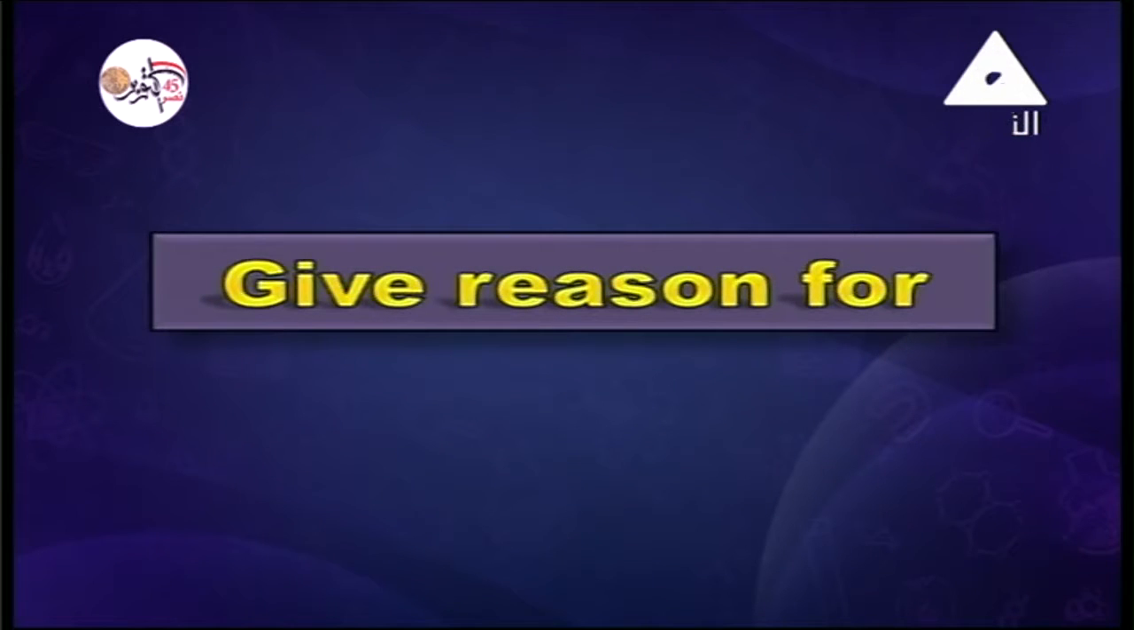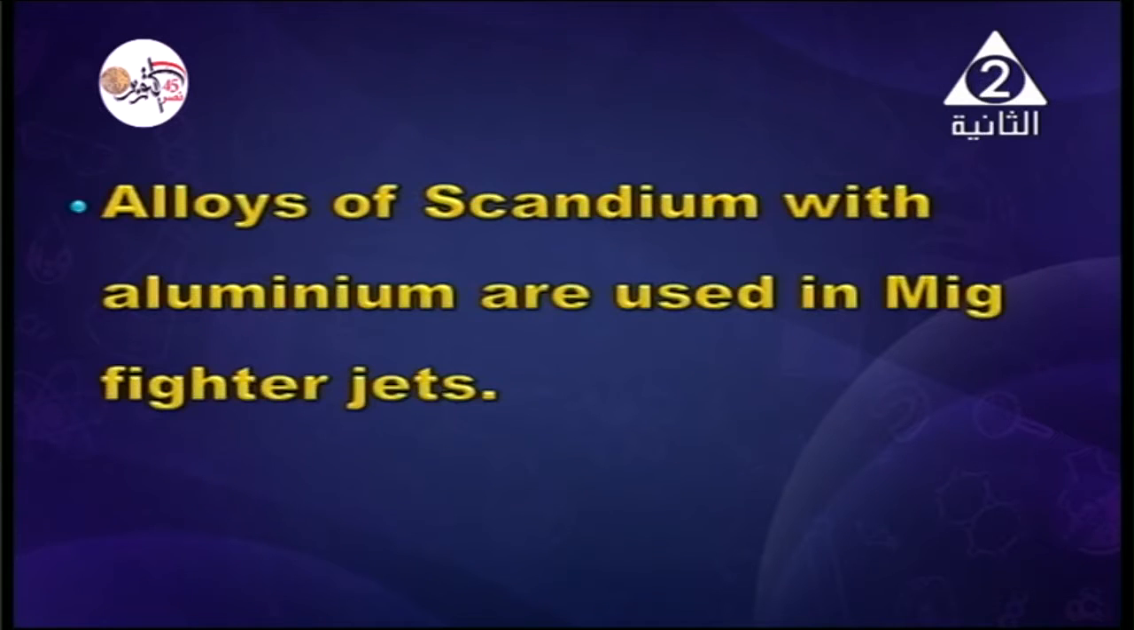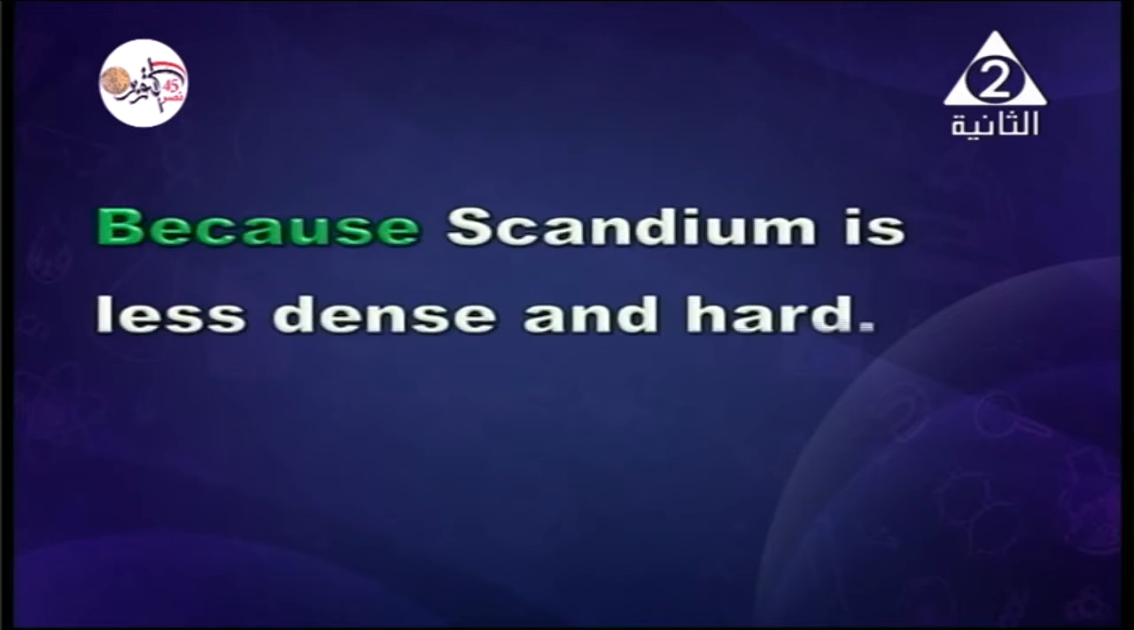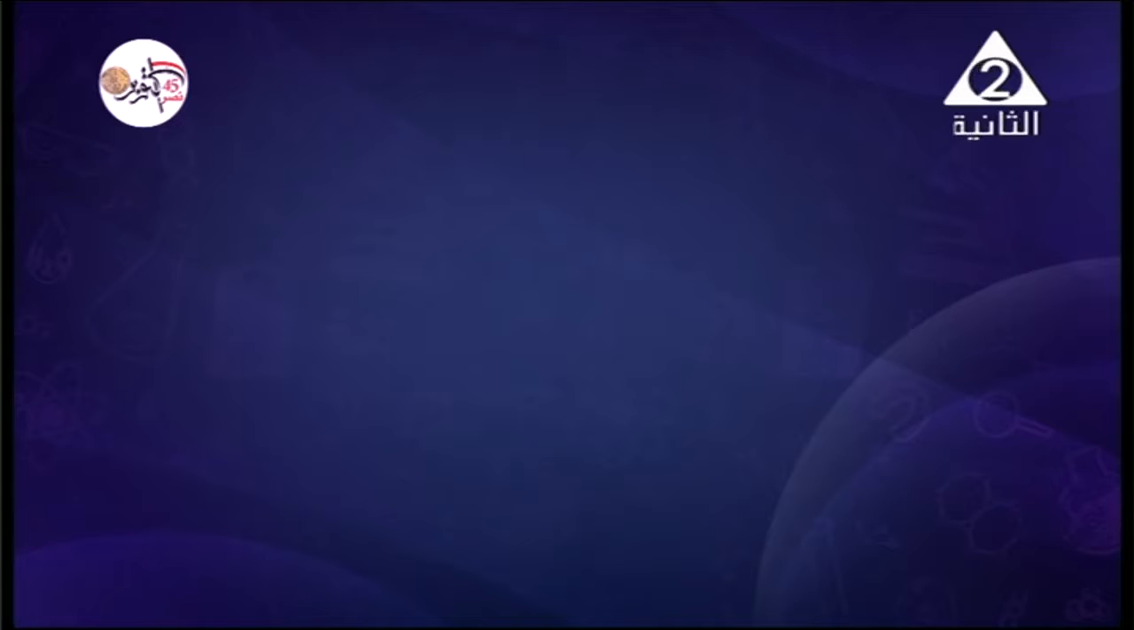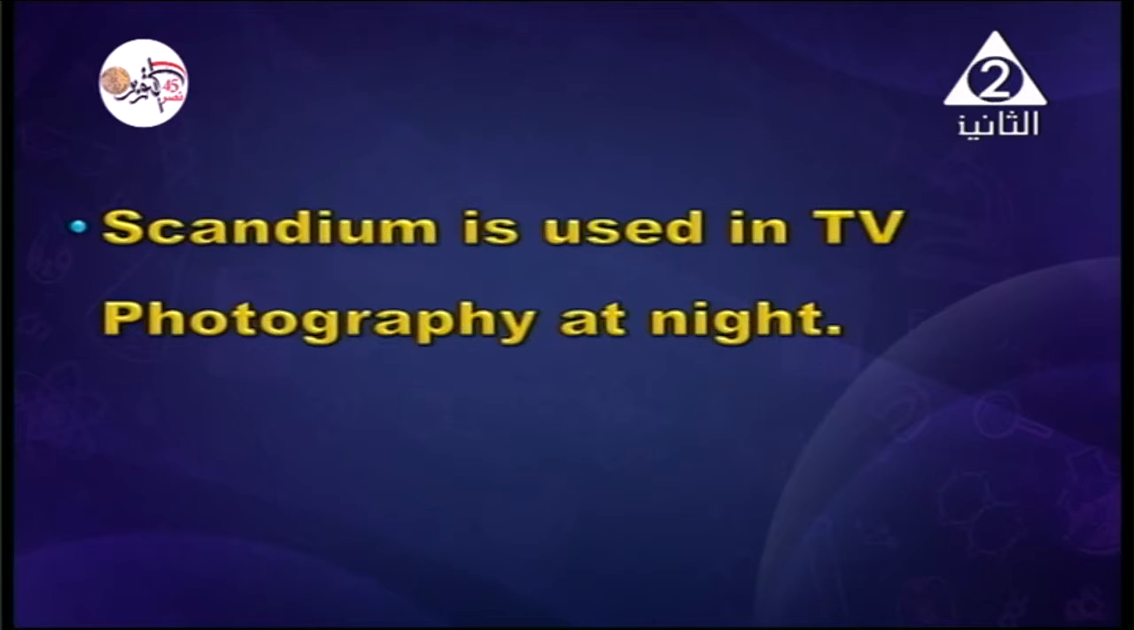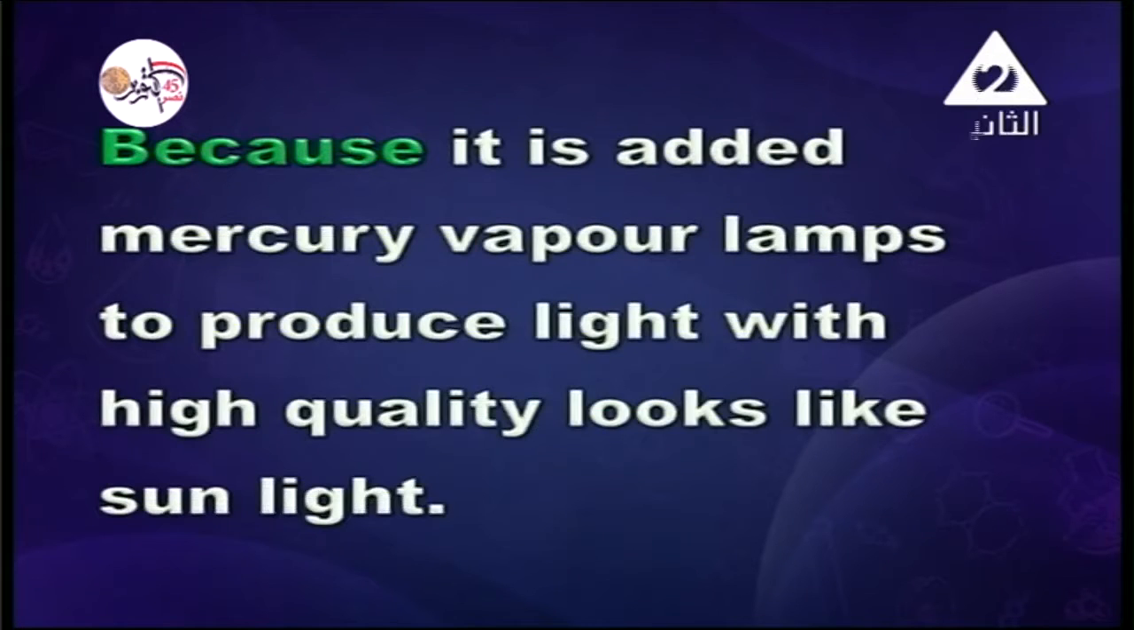Next type of question, my dear students. Give reason for. Alloys of scandium with aluminium are used to make fighter jets. The answer: because scandium is less dense and hard. Next point. Scandium is used in TV photography at night. If you think about it, because it is added to mercury vapor lamps to produce high quality light that looks like sunlight.